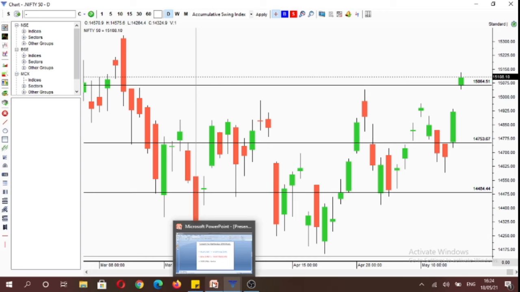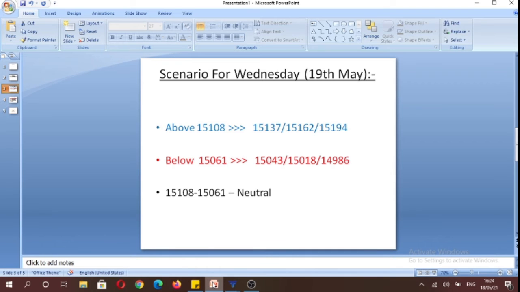The scenario for tomorrow would be that above 15,108 we can trade towards 15,137, 15,162, and potentially 15,194 levels. And below 15,061 we can trade towards 15,043, 15,018, and potentially 14,986 levels. The neutral price range for tomorrow is going to be 15,108 to 15,061, in which one can refrain from making any trades on the index.